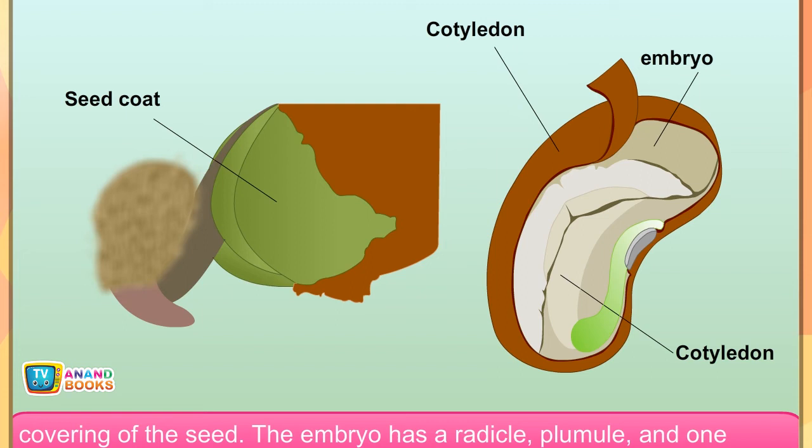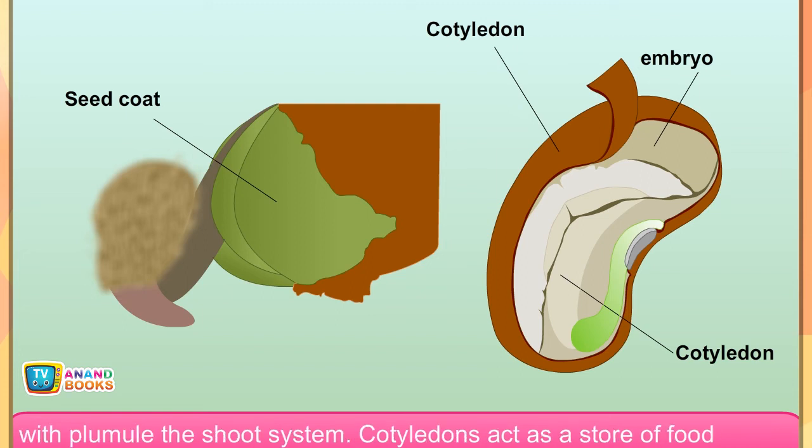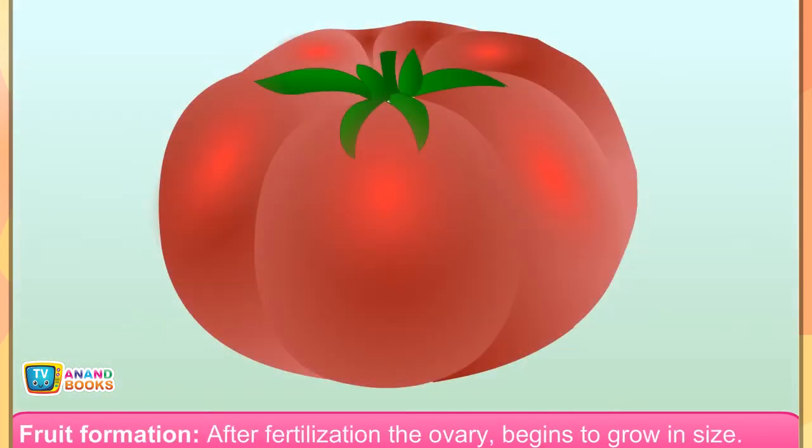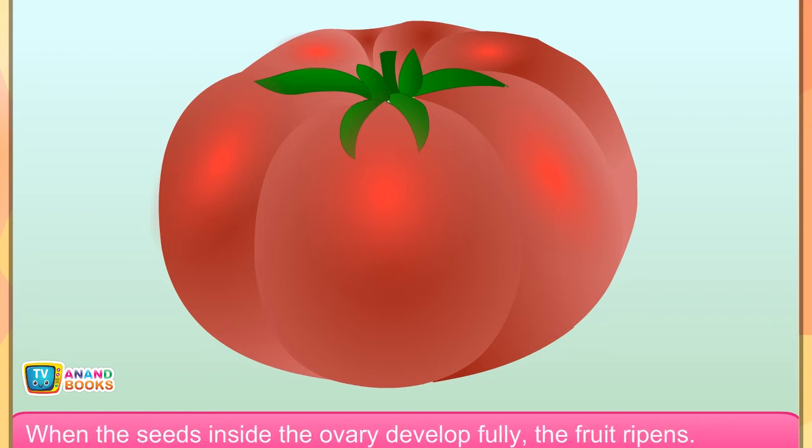The radicle will develop into the root system with plumule, the shoot system. Cotyledons act as a store of food for the germinating plant. Fruit formation. After fertilization, the ovary begins to grow in size. Its outer walls become thick and form the fruit. When the seeds inside the ovary develop fully, the fruit ripens.